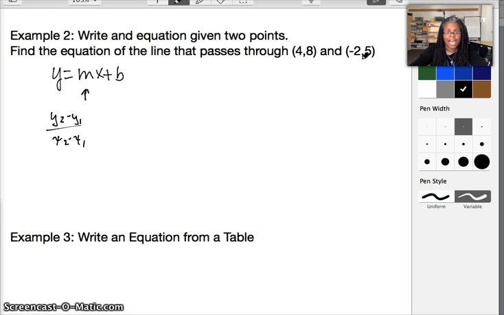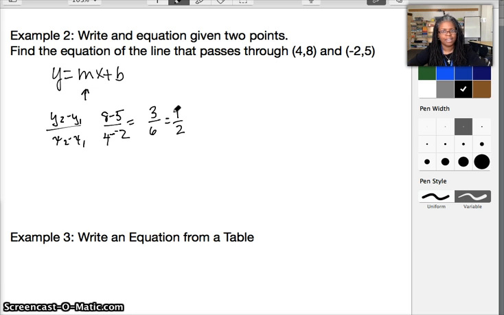So we're going to do that. I'm going to find the change in y's over the change in x. This time I'm going to say 8 minus 5, that's my change in y, and then 4 minus negative 2. So what I end up with is 3 over 6. So my slope is 1/2.